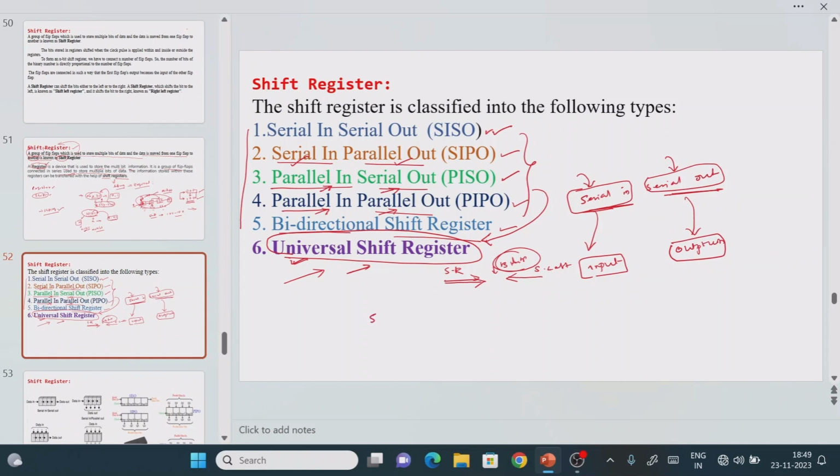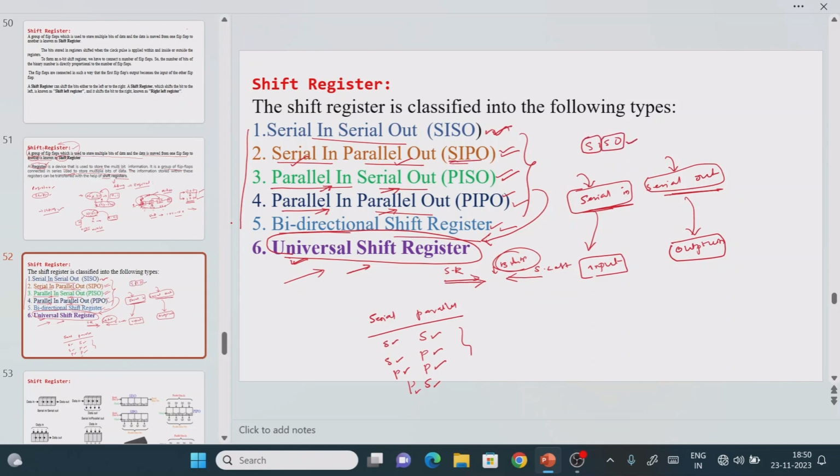So now we have two types of communication, right? One is serial, another one is parallel. So what are the possibilities? Serial to serial, serial to parallel, then parallel to parallel, parallel to serial. It means serial in, serial out; serial in, parallel out; parallel in, parallel out; parallel in, serial out. So these are the possibilities we have, right? How we are shifting the data. This serial in, serial out we simply call SISO. SISO means input we are giving serially, output we are collecting serially.